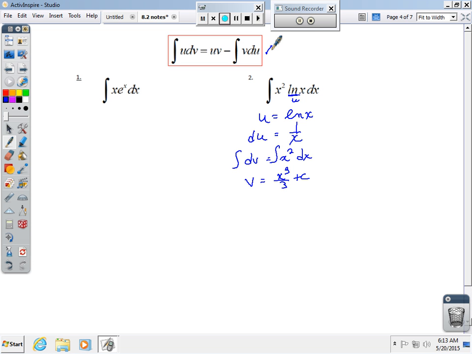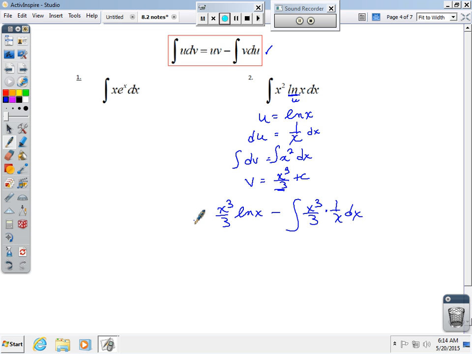And I'm going to do u times v, so ln of x times v, which is, I'll put this out in front, x cubed over 3, minus the integral of v, which is x cubed over 3, and then du, which is 1 over x. I want to put a dx there. Yeah, I should be putting a dx after that.